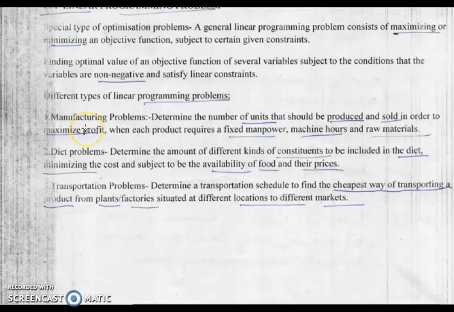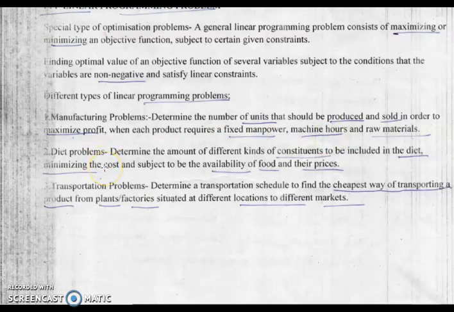There are different types of linear programming. First one is the manufacturing problem, second one is the diet problem, and third one is the transportation problem. So first one, the manufacturing problem. In the manufacturing problem, determine the number of units that should be produced and sold in order to maximize the profit, when each product requires fixed manpower, machine hours and raw material, etc.